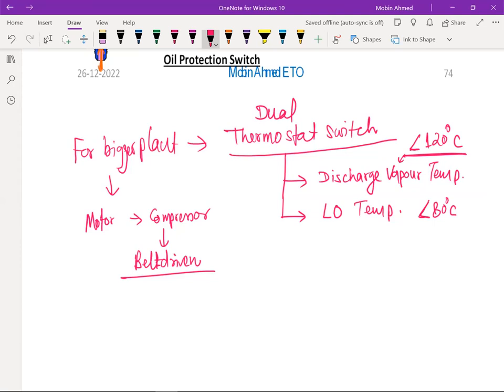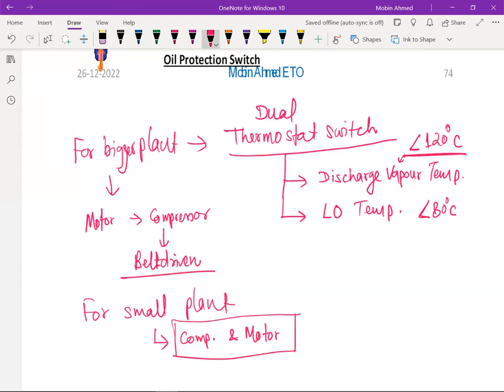Now, for a small plant, like small ships, we are having a small plant. In this case, the compressor and motor are together, and this is known as a semi-hermetically sealed compressor. Semi-hermetically sealed or hermetically sealed compressor.